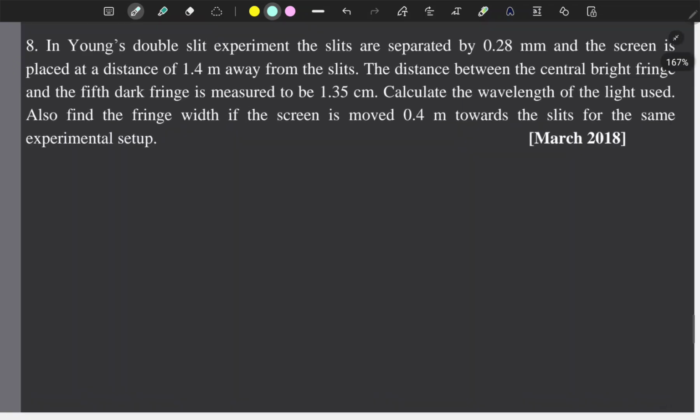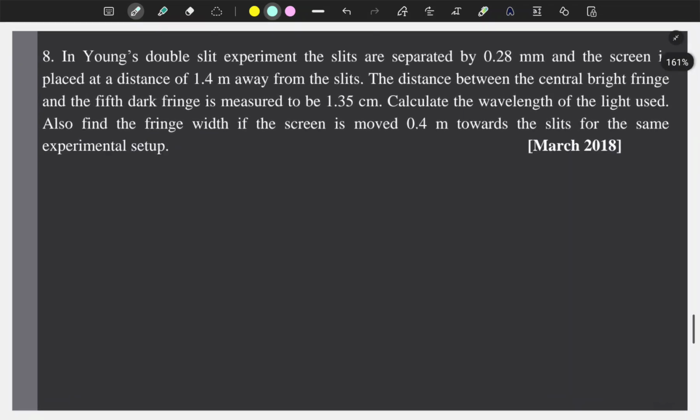So here let me write the data. In Young's double slit experiment, the slits are separated by 0.28 millimeter. So small d is 0.28 into 10 to the power minus 3 meter, and the screen is placed at a distance capital D equal to 1.4 meter away from the slits. The distance between the central bright fringe and the fifth dark fringe is given.